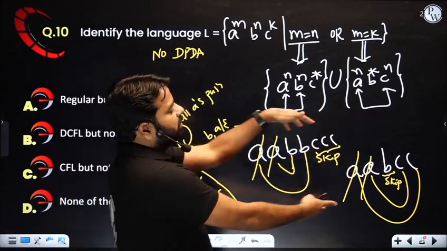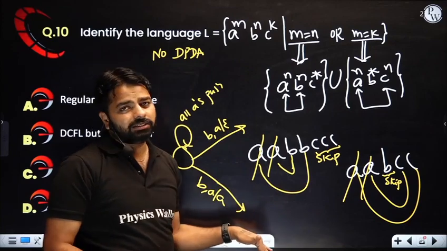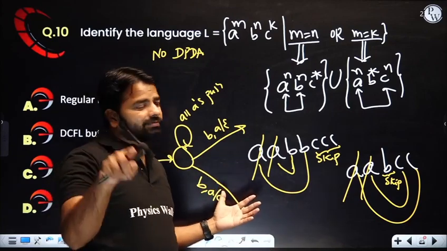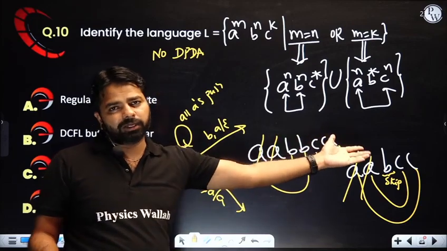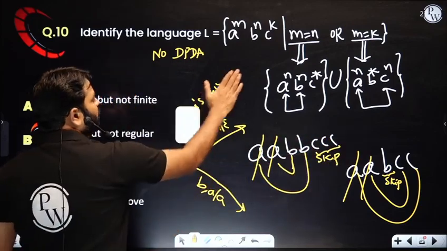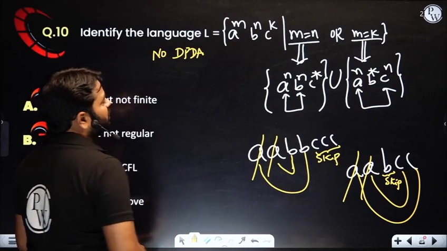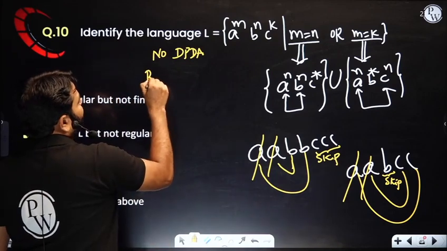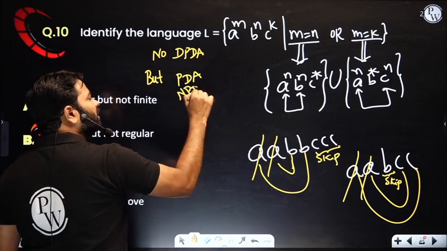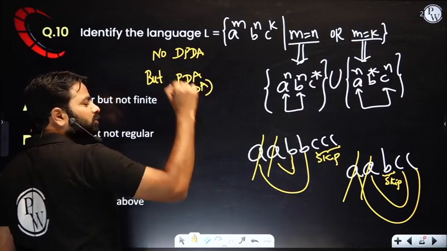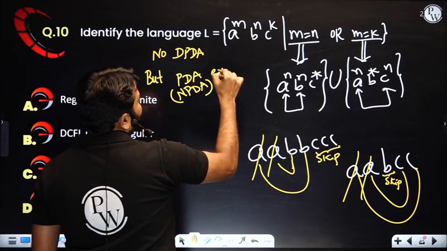So there are two paths. So the string might be this or might be this. Anyhow, it's non-deterministic. If the string is valid, at least one path reaches final. If the string is invalid, we will never have a path to the final. So that is how these non-deterministic machines are designed, but a PDA exists. This PDA, by definition, is a non-deterministic pushdown automaton.